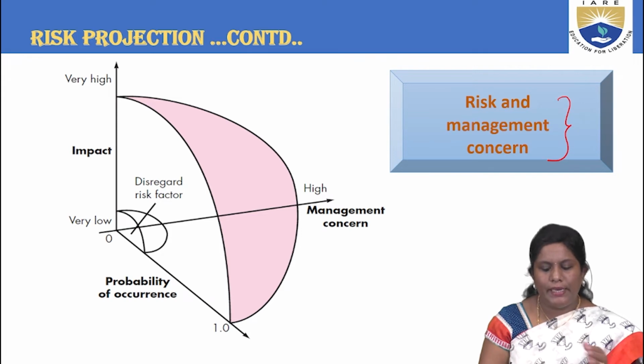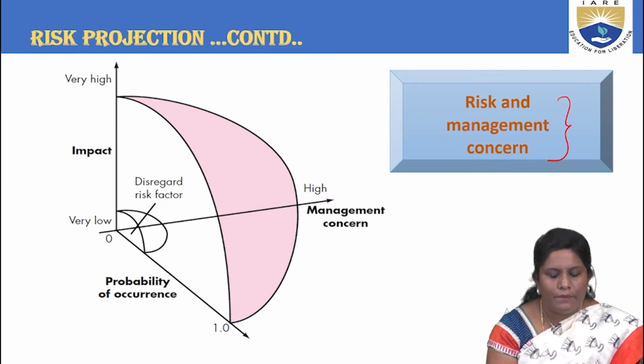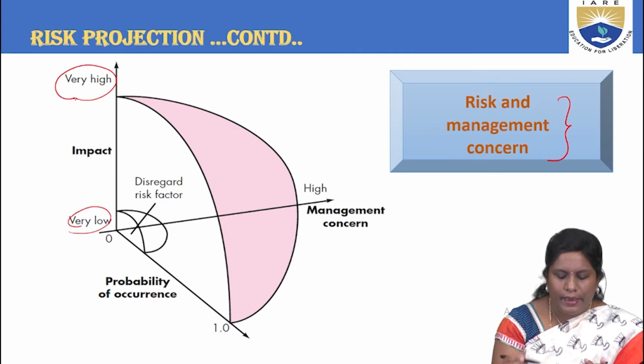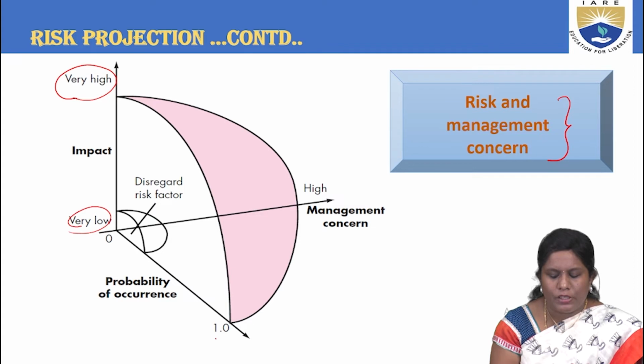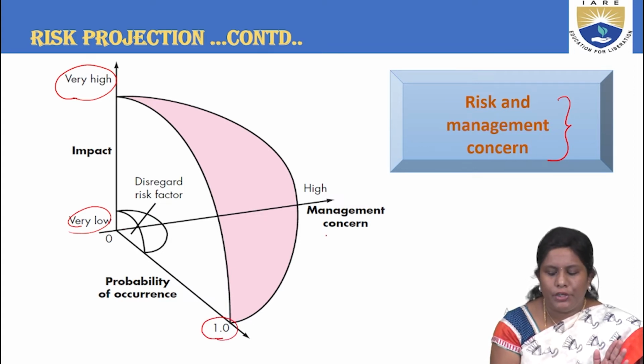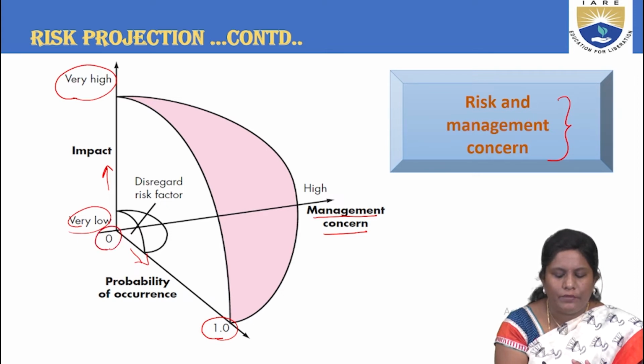If you can see in the diagram, what are the things that have been stated? We have very low, we have very high, and then the probability of occurrence is also stated on this line to be 1.0. And here you have this management concern. This line is talking about the probability of occurrence. This line is talking about the impact and how much difference that is creating. Obviously, the center one will be 0.